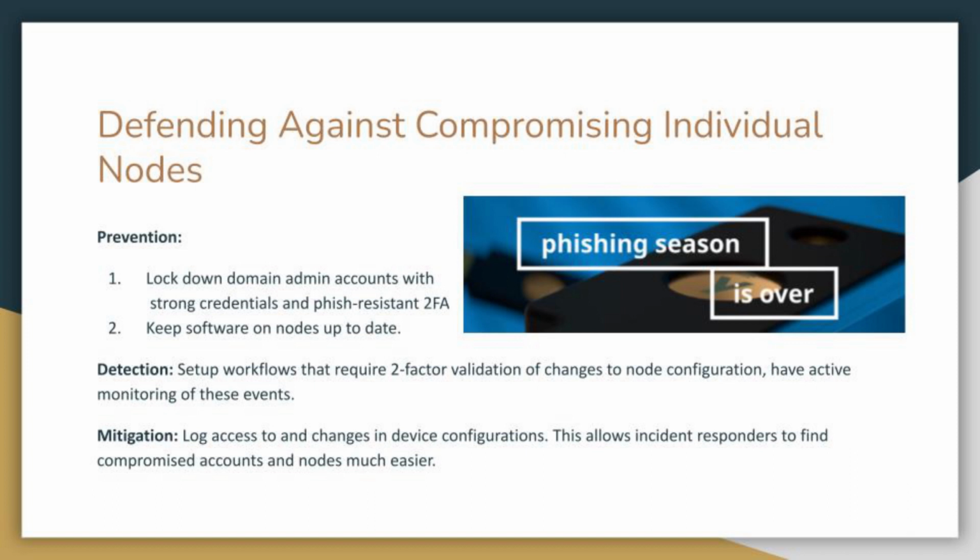To detect this kind of attack, you should set up workflows that require two-factor validation of changes to node configuration and have active monitoring of these events. To mitigate these kinds of attacks, you should log access to and changes in device configurations. This allows incident responders to find compromised accounts and nodes much easier.